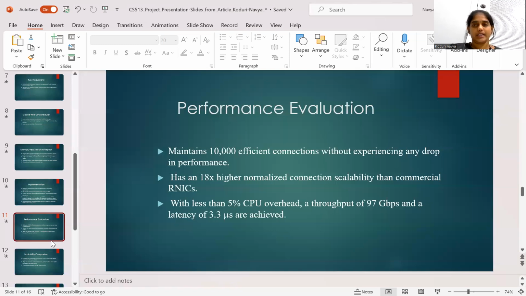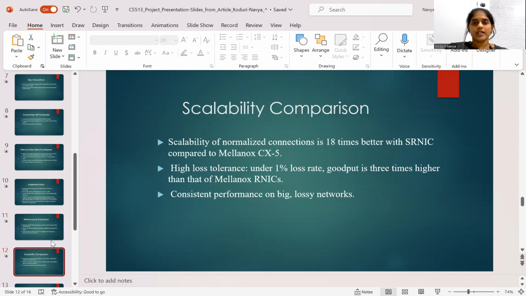Going to the next slide, let us compare the scalability. Coming to the scalability comparison, as I saw in the previous slide, it has 18 times better normalized connections than the RNICs, and it also has 18 times better performance with sRNIC compared to the Mellanox CX5 operations. It is far better than the Mellanox CX5.